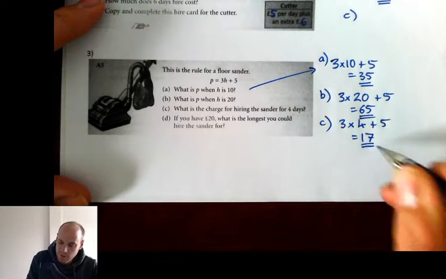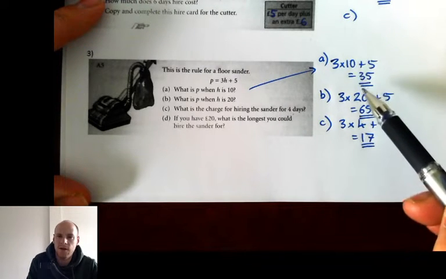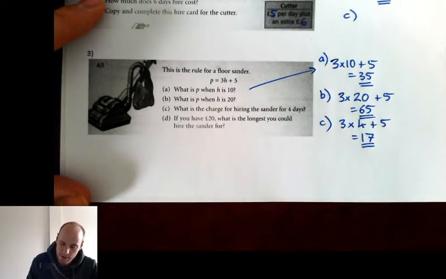So there you go, there's your answers. I'm just changing the number of days each time. So the first question, it was 10 days, 20 days and 4 days, but the other parts of the formula are staying the same. Part D is quite hard.